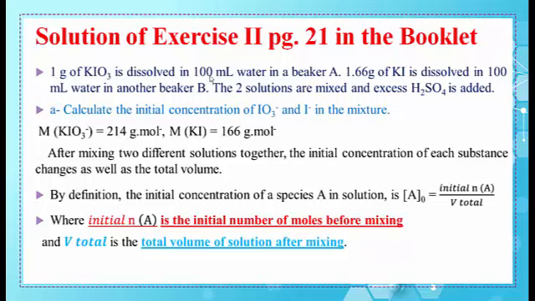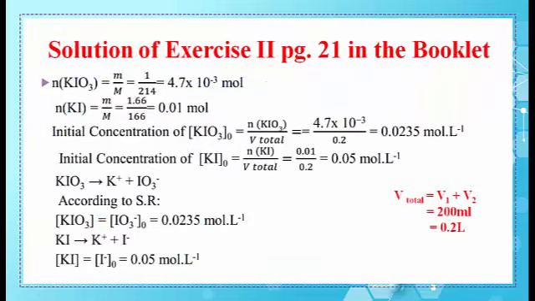By definition, the initial concentration of a species A in solution is: concentration of A initial equals the initial number of moles over the total volume, which we said is 200 milliliters, where initial nA is the initial number of moles before mixing and V total is the total volume of the solution after mixing. Now we have to determine the initial number of moles of each reactant in order to find the concentration after mixing.